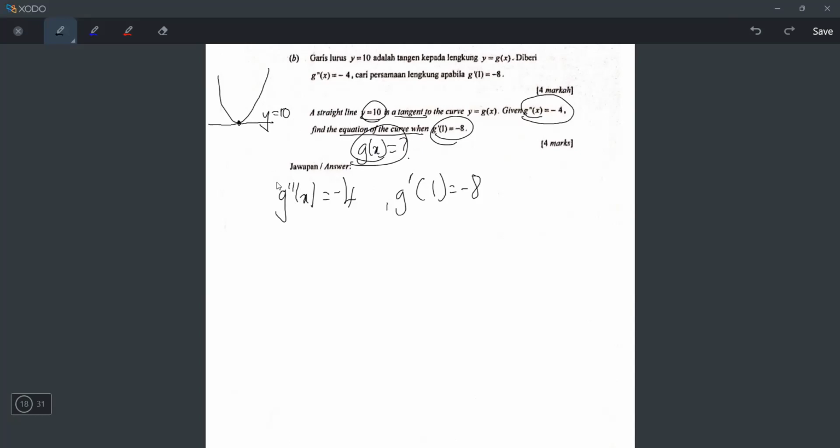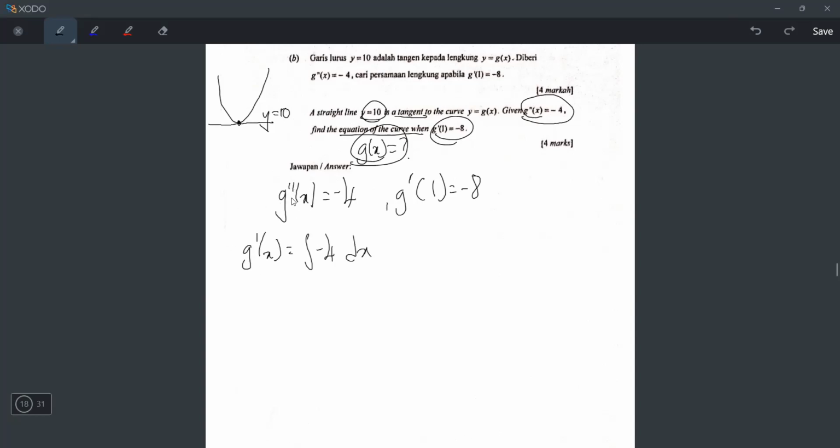The c will come out, the plus c will come out, and the c will make a mess. What you need to do is integrate once, find c, and then integrate once again, and then find c. Because every time you integrate once, the c will come out. So the g prime x is actually the integral of negative 4 dx. So you want to reverse back to the g prime x.